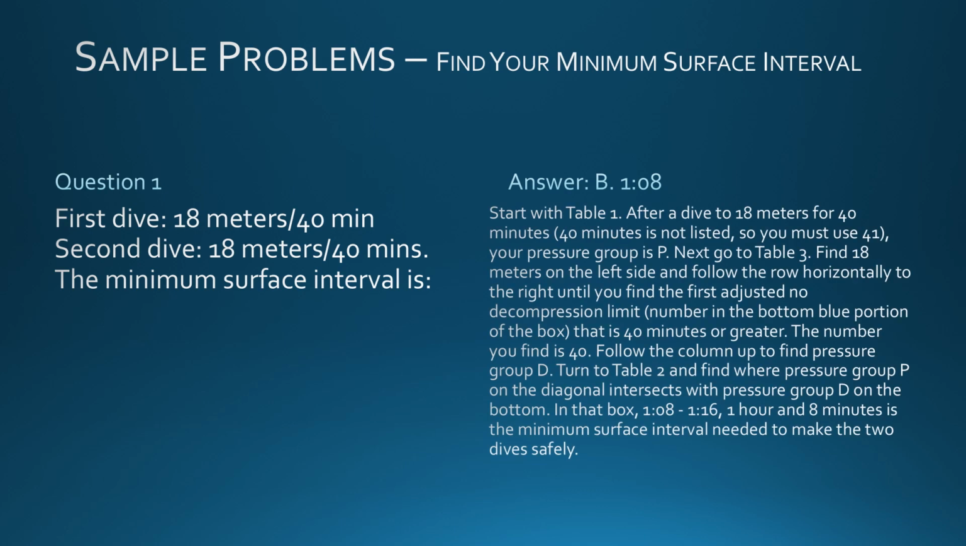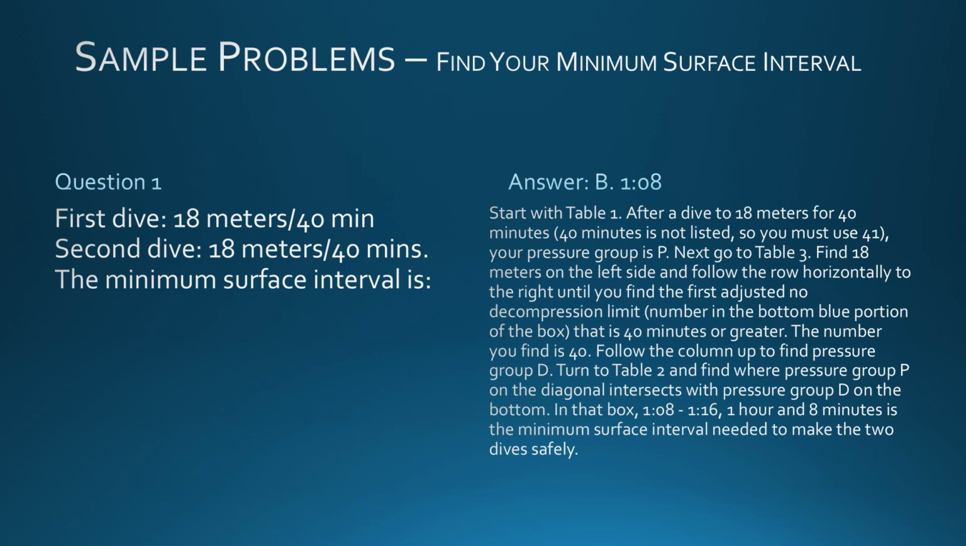Start with Table 1. A dive to 18 meters for 40 minutes is not listed, so you must use 41. Your pressure group is P. Next, go to Table 3. Find 18 meters on the left side and follow the row horizontally to the right until you find the first adjusted no decompression limit, the number in the bottom blue portion of the box. The number you find is 40. Follow the column up to find pressure group D.